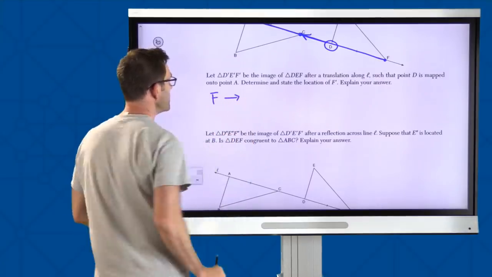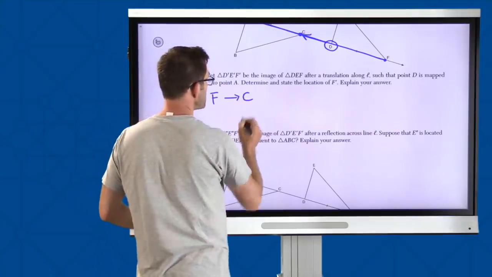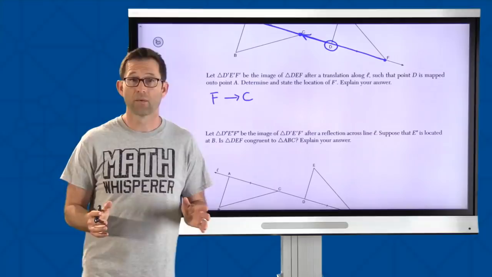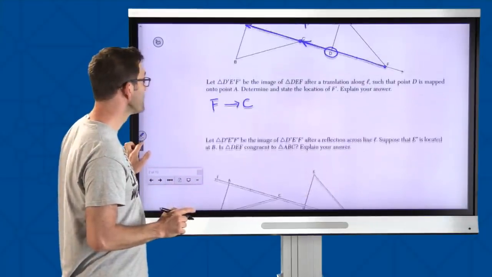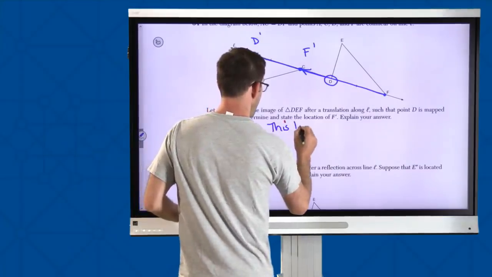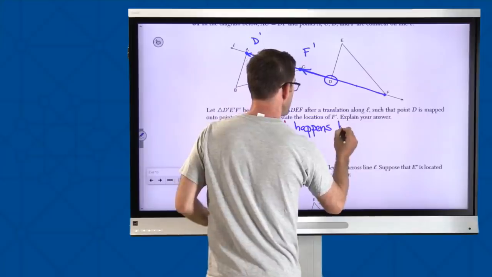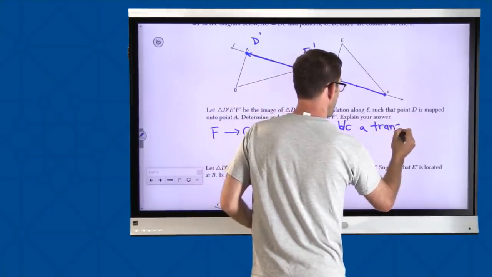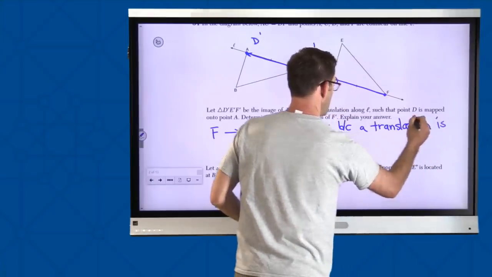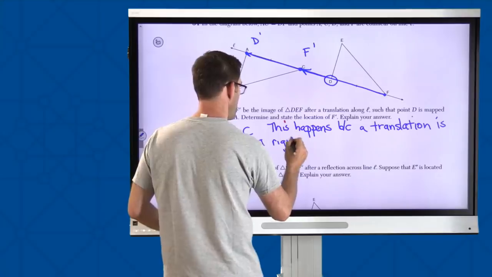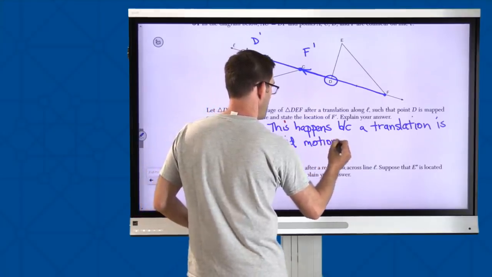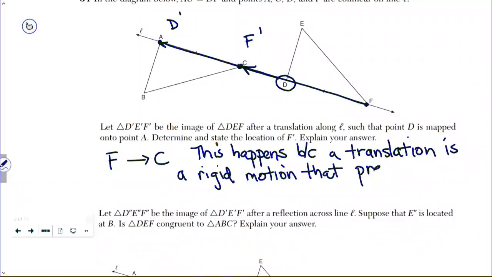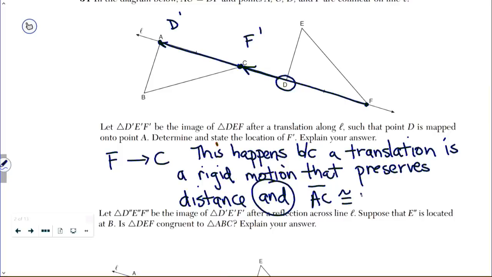A really nice way of saying that is F gets mapped to point C. Now, why does that happen? It happens for two reasons. One reason is that a translation is a rigid motion that preserves distance. And here's the kicker, and it's very important: AC was congruent to DF.